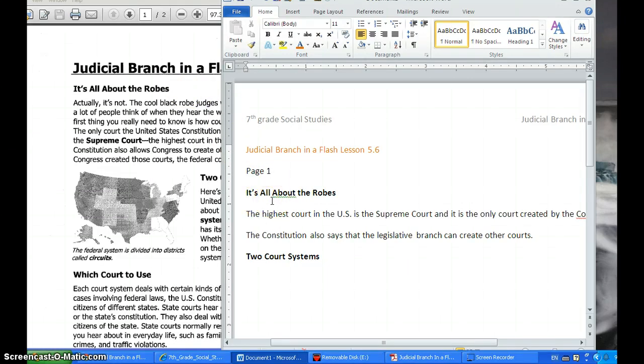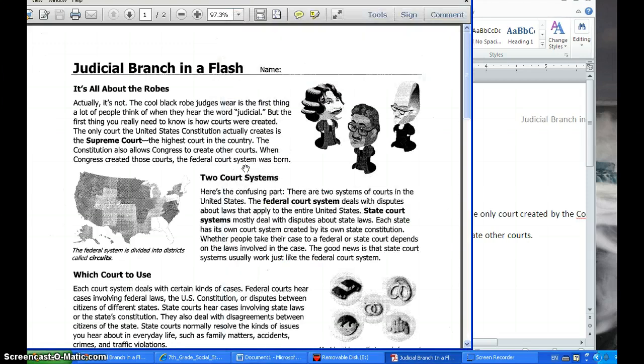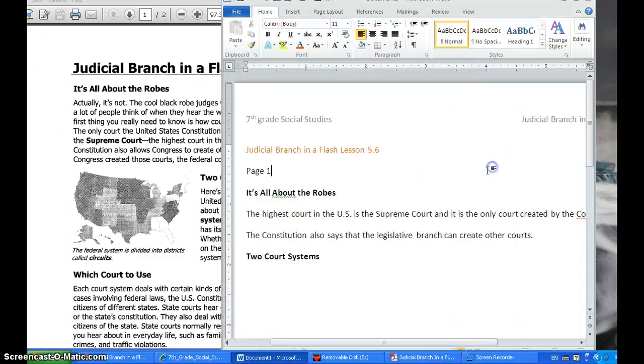One of the things that is very important is to write down the title of the section that you're going to read. So I wrote down "It's All About the Robes." As you see, that is the first paragraph on your reading. I wrote down the title, and then you are going to read the paragraph, and I want you to write 1 or 2 sentences in your own words about the reading. If you want, you can pause, read through the paragraph, and then restart the video and come back.